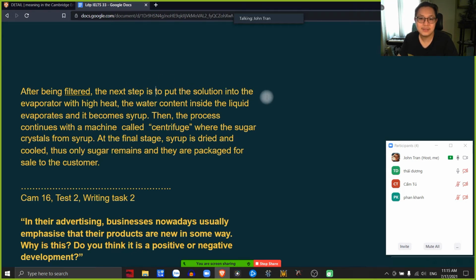Is to put the solution into the evaporator. Okay, once again, you mentioned evaporator for the first time. So A.